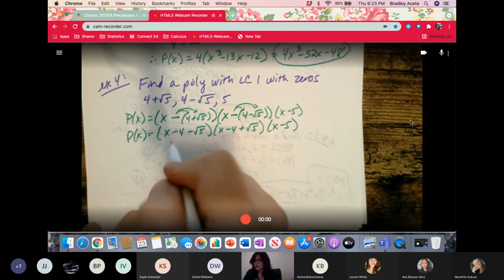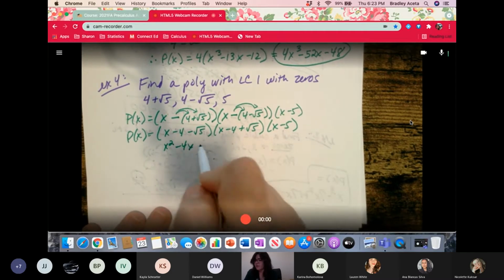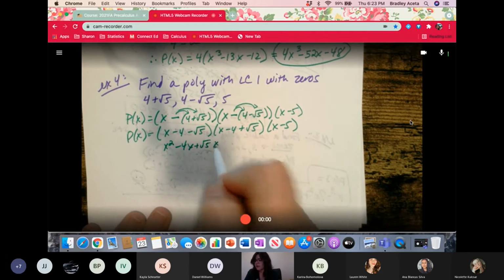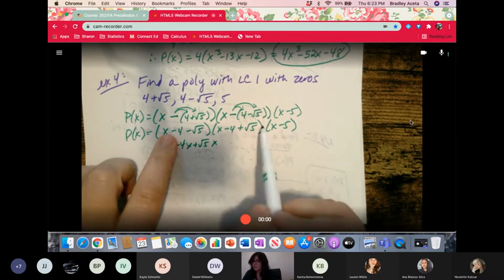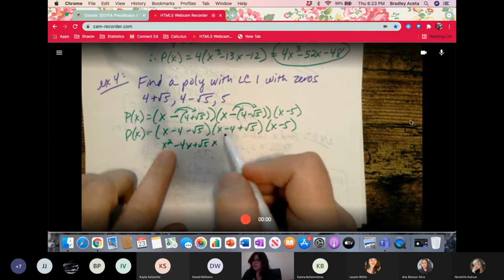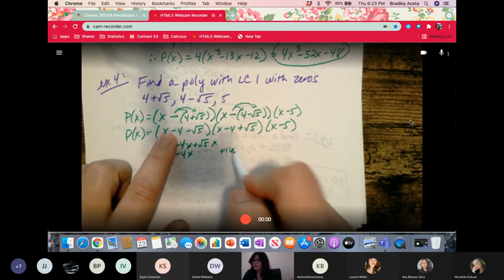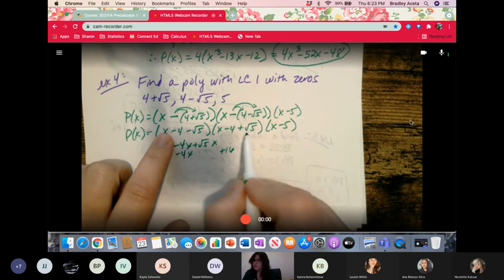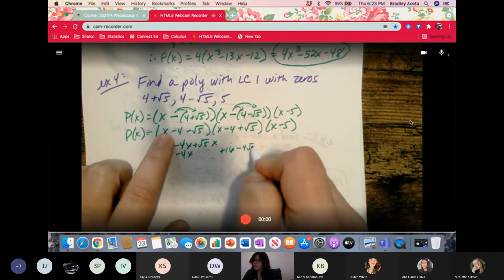Just x times x, x squared. X times -4, -4x. X times positive square root 5, square root 5x. Take your time. Now do the middle term, the middle to each one of these. -4x again. Positive 16, I'm going to put it over here. -4 times positive square root of 5 would be -4 square root of 5.